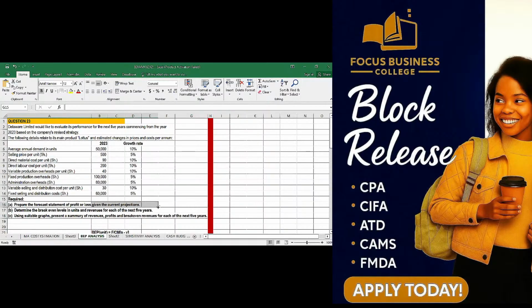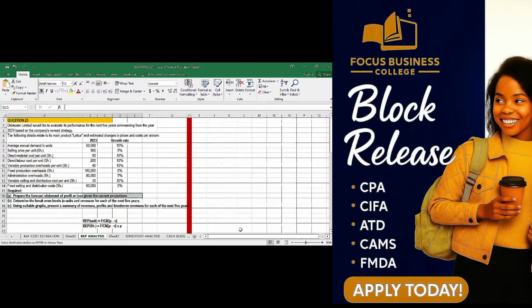We are going to start with part A of the question, whereby we are required to prepare the forecasted profit statement given those particular projections. So this will be our solution here, and we are going to start with part A.